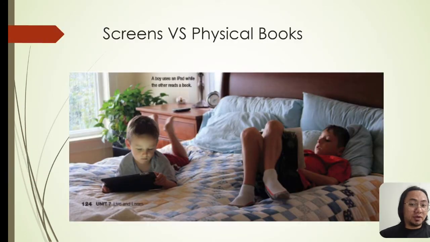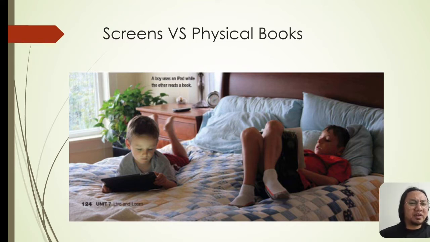First of all, I would like to take you into this particular picture that we have here between screen and physical books. Let's say that both of them are reading books, but the kid on the right is reading from a physical book, while the kid on the left is reading based on a screen. And in this case, it's a tablet.